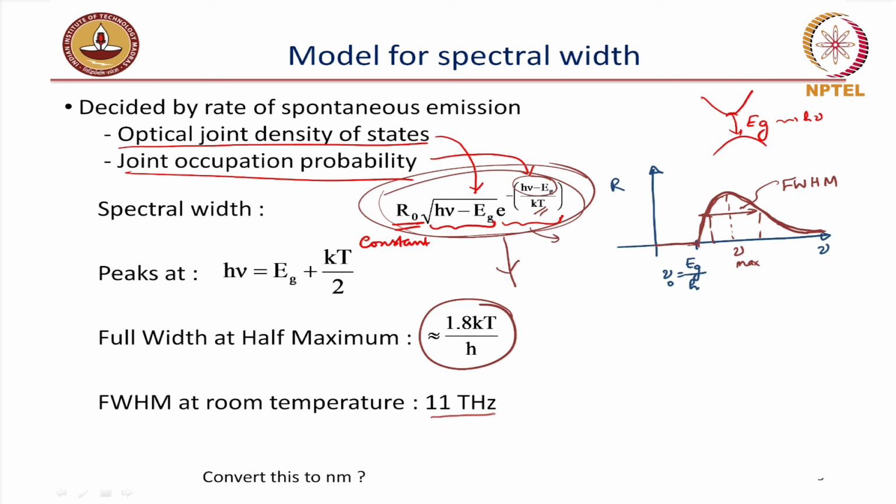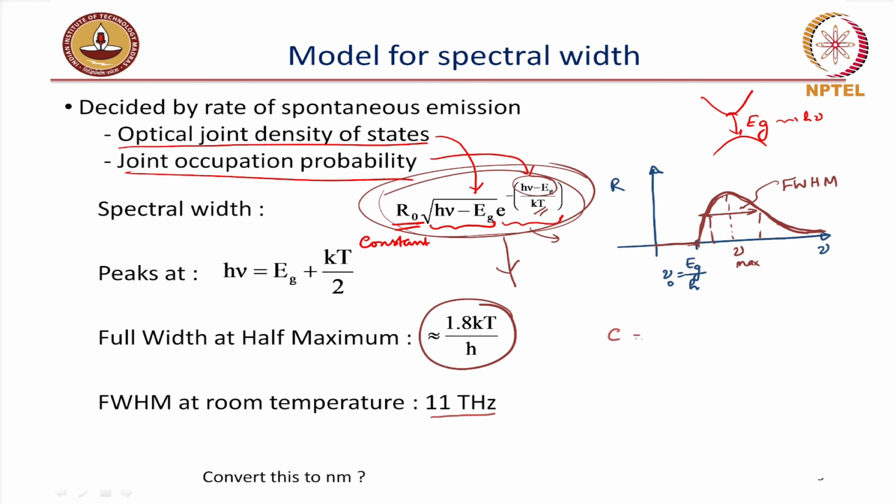So it doesn't matter what kind of LED structure you pick, whether it is indium gallium arsenide, indium gallium aluminum arsenide, etc. It doesn't matter what the Eg is. The FWHM of the emission is actually 11 terahertz, which is very surprising. We will try to convert this into nanometers. How do you convert this into nanometers?